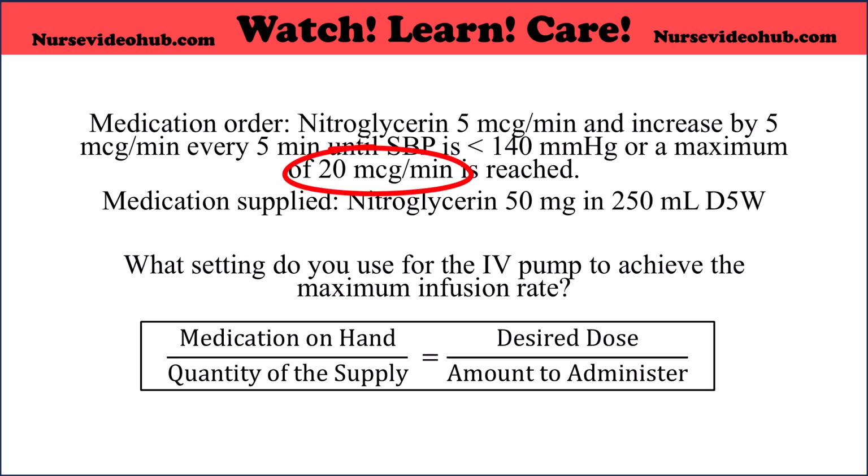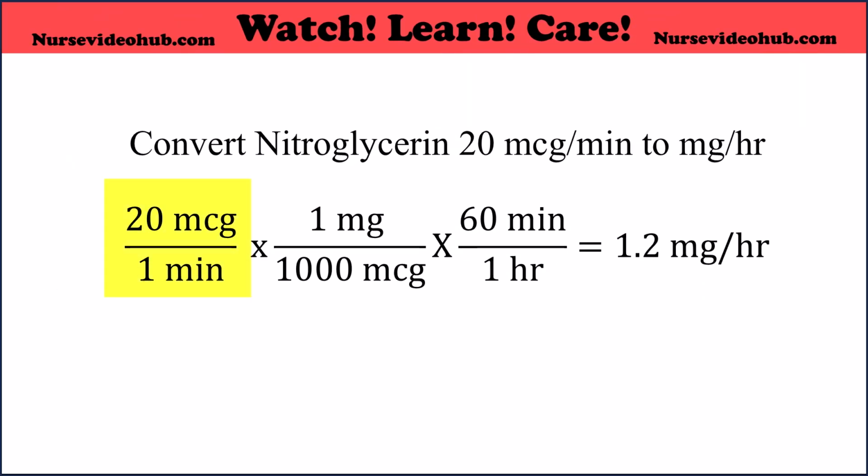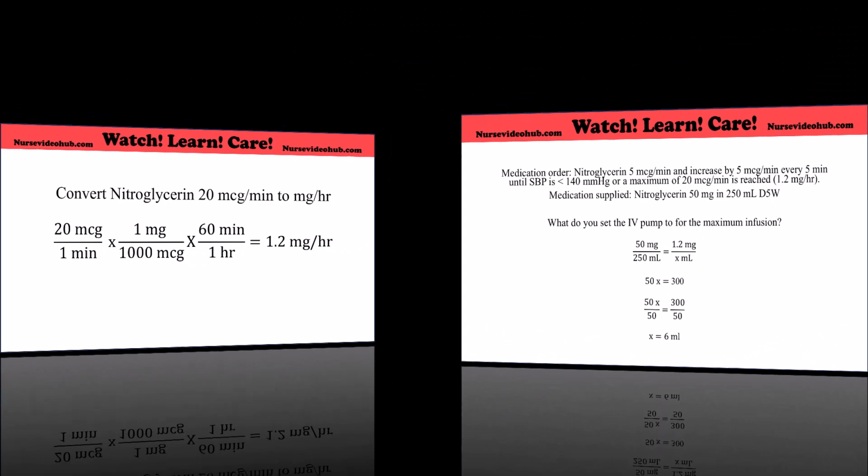The measurement differs from the supplied medication in milligrams, so you need to convert 20 micrograms to milligrams. Place the 20 micrograms over 1, multiply it by the conversion factor of 1 milligram per 1,000 micrograms. But you also need to convert the minutes to hours because the IV pump operates based on milliliters per hour. You can add the conversion factor of 60 minutes per hour. 20 times 60 equals 1,200. Divide that by 1,000 and you get 1.2 milligrams per hour as the minutes and micrograms cancel out.